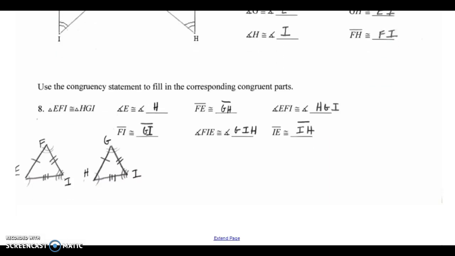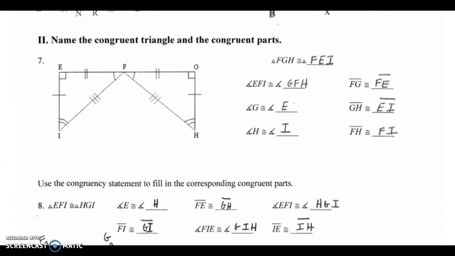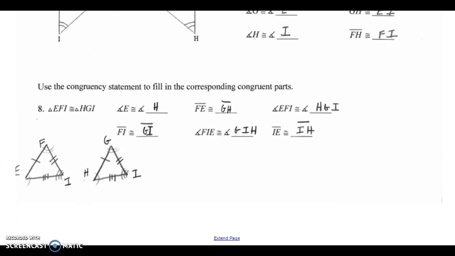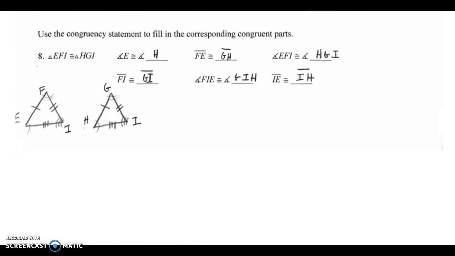For this last one, a lot of people got this confused in class. The congruency statement here was not pertaining to the picture up here. This is a new congruency statement with no picture attached to it. So what I did was I drew a picture here. And EFI is congruent to HGI, which means that E, which is the first letter, corresponds to H, which is the first letter of the other triangle. Same thing here, FIE, GIH, it's just F to I to E, so the middle to the right all the way back goes to GIH.